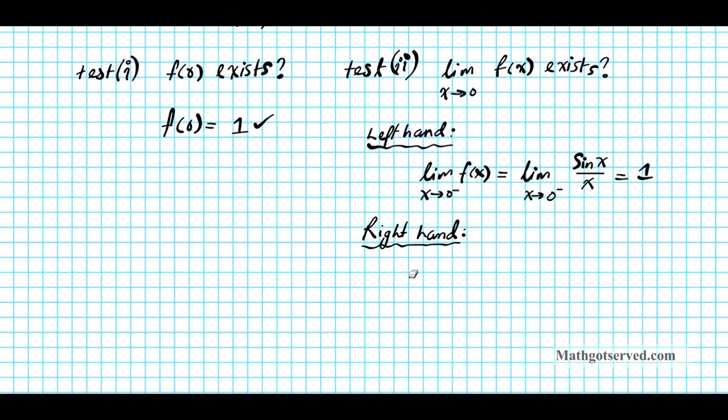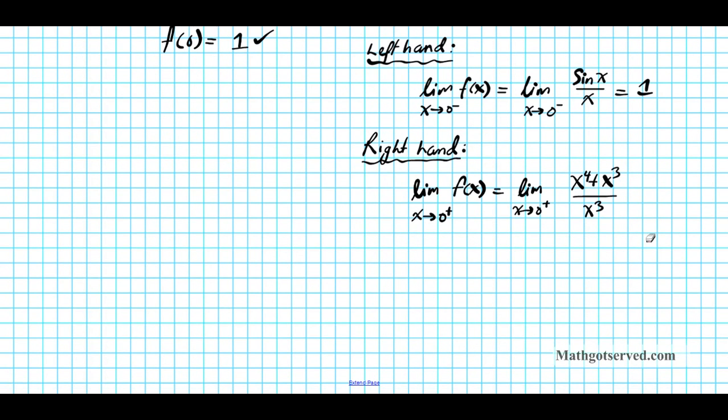All right, so for the right hand, we have to find the limit as x approaches 0 from the right of the function. That's the same thing as the limit as x approaches 0 from the right of x to the fourth plus x to the third over x to the third. If we plug in 0, we'll have complications, since the denominator will have 0 there, and we can't divide by 0. So let's go ahead and factor the numerator and then reduce.